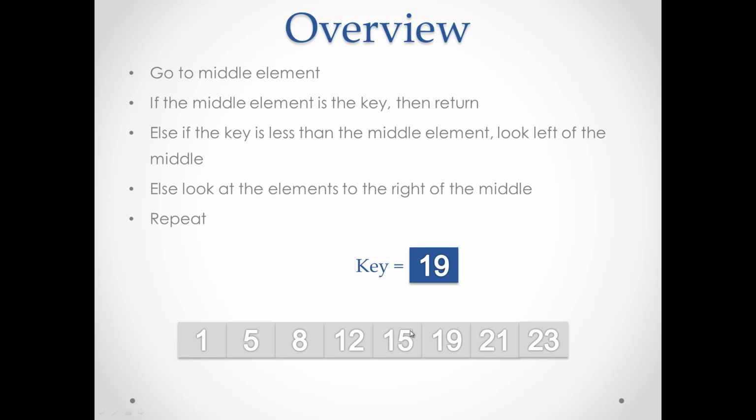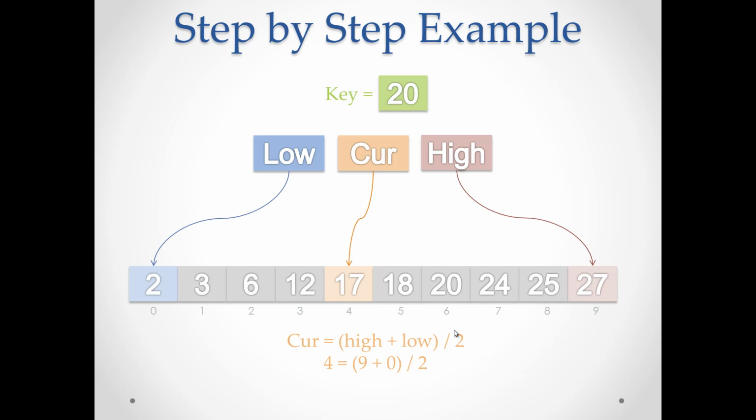So now we just need to find the middle element of these four elements right here. And the middle element of these four is 19. So is 19 our key? Yes it is, so we just stop right there and return the index that 19 is at. So now let's actually look at a bigger example. This example right here will be a little bit closer to how we're going to be writing our algorithm.